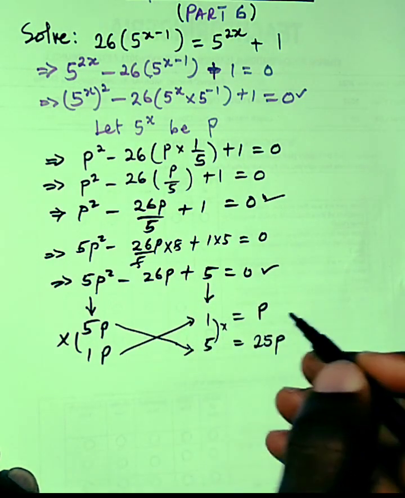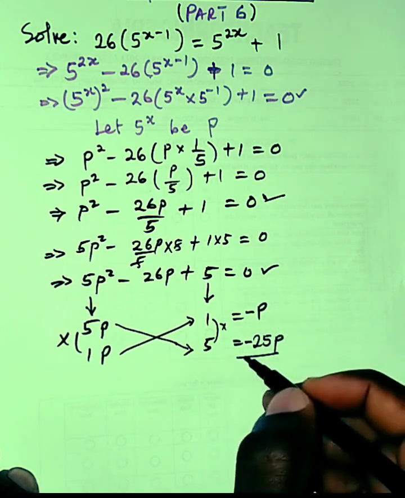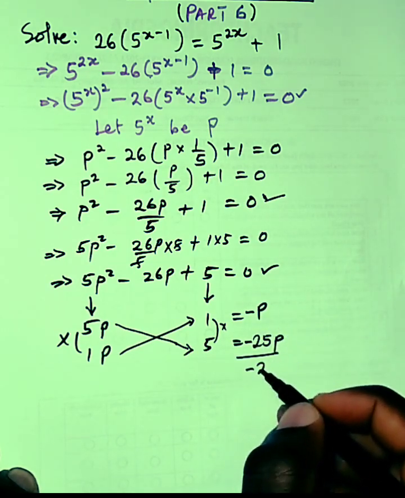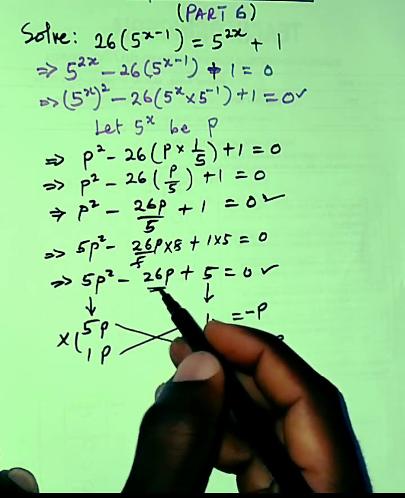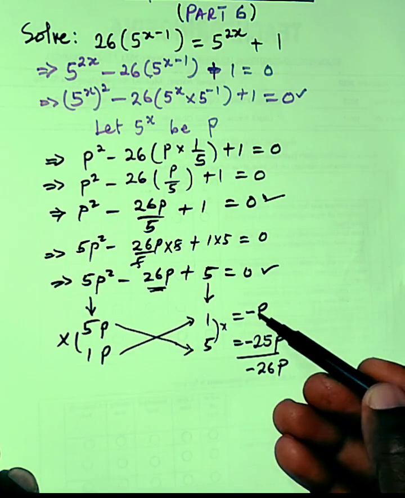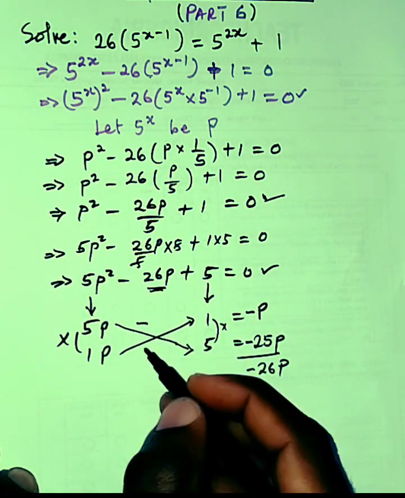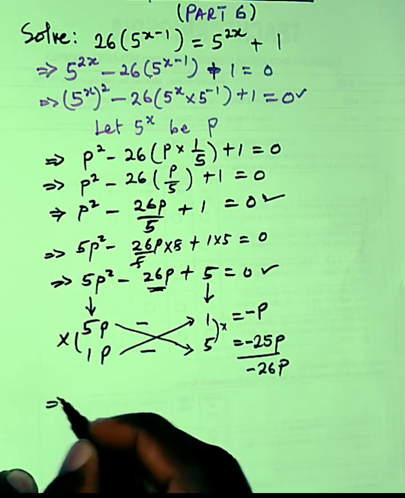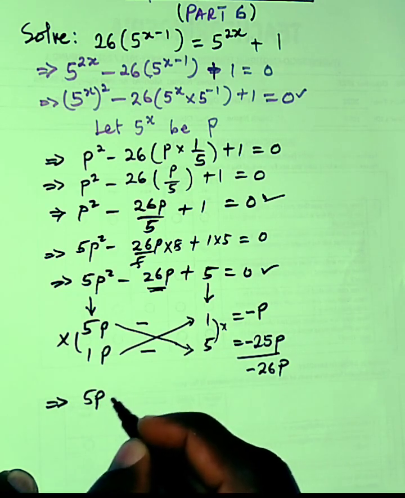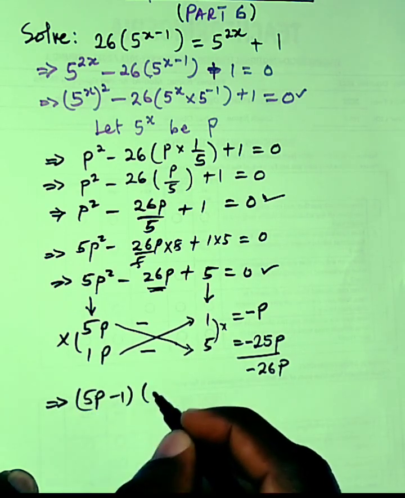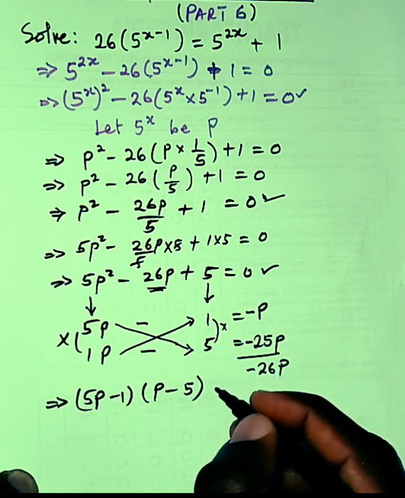The only thing we can do is put minus and minus, so that minus p minus 25p is minus 26p, and the same thing we have at the middle. Since we have minus and minus, we put minus here and minus here. So we have this equation factorized in this form: 5p minus 1, then p minus 5, because 1p is the same thing as p, equals 0.